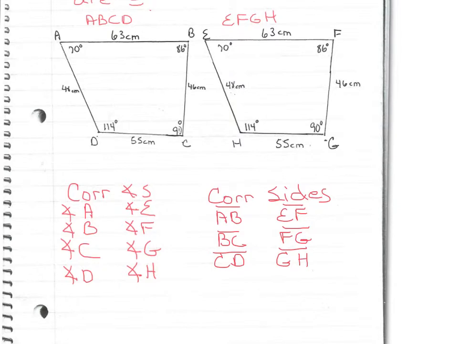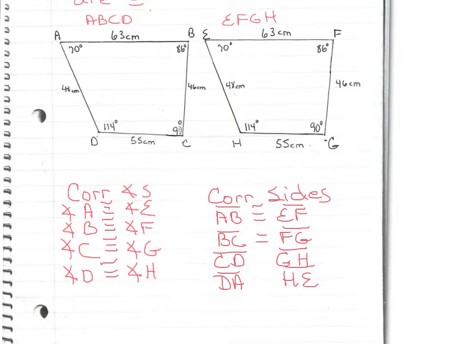And what corresponds to side DA? Will? HE. We want to say HE, not EH. Okay, so we've got our corresponding angles and corresponding sides. So quadrilateral ABCD, because the corresponding angles are congruent, since all of these are congruent to each other, we can say that those two quadrilaterals are congruent.